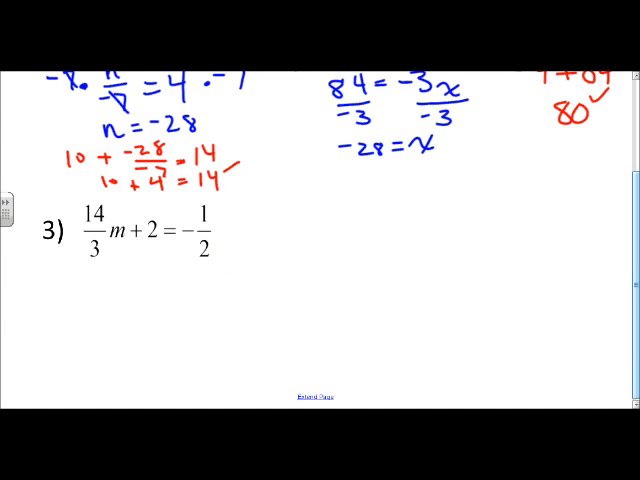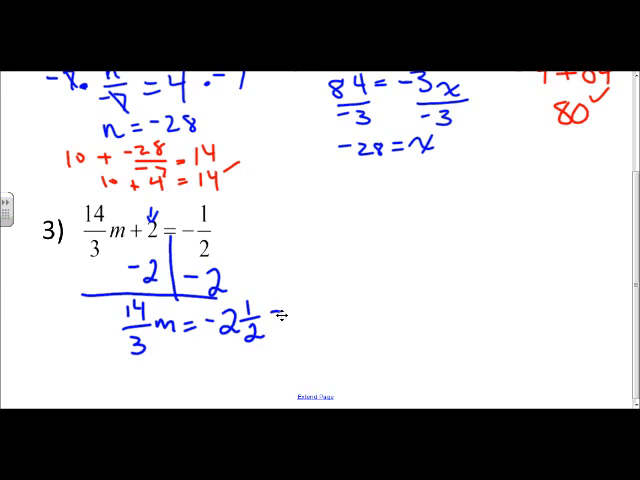Finally, in my last example here, I want to focus on my 2 because that's the constant on the variable side. And I'm going to subtract 2 from the left side, so I also want to subtract 2 from the right side. I get 14/3 m is equal to negative 1/2 minus 2, which is just negative 2.5. I'm going to change that to an improper fraction. 2 times 2 is 4, plus 1 is 5 over 2, so I get negative 5/2.